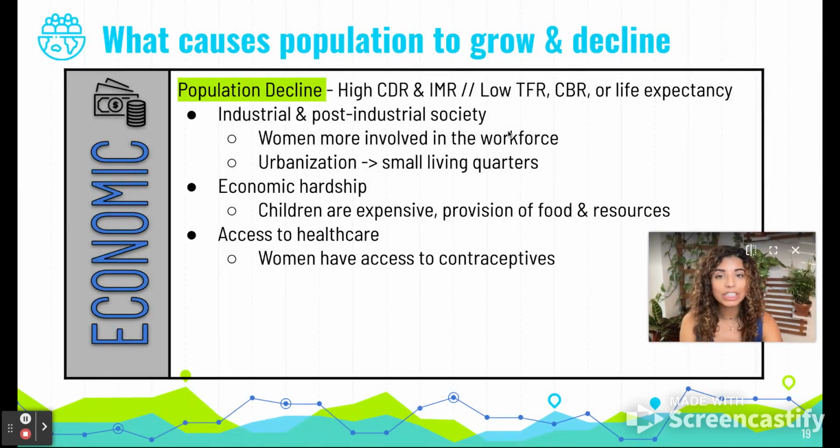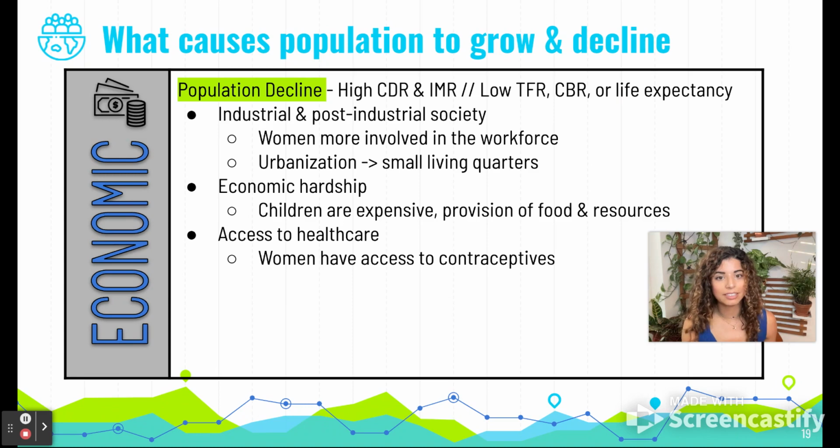So in terms of population decline, that's when we have a high crude death rate and high infant mortality rate, or when we have a low total fertility rate, crude birth rate, or life expectancy. So population decline in an industrial and post-industrial society. As in today, women are more involved in the workforce and in other opportunities. So they're not having nearly as many children, and in some cases, not at all. They have different options in society now than just child rearing.